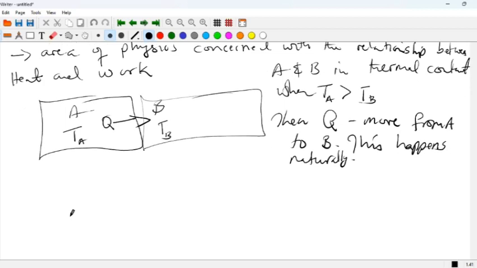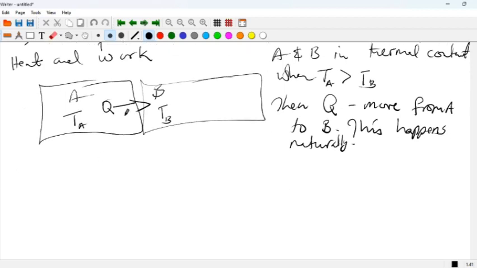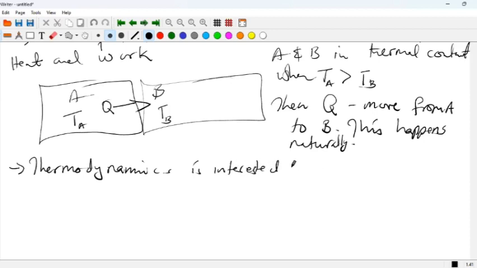And so, thermodynamics involves a situation where, as the heat moves in its natural movement, we want this heat to perform work. Thermodynamics is interested in trapping the heat and causing it to perform work. We're interested in trapping the heat and using it to perform work.